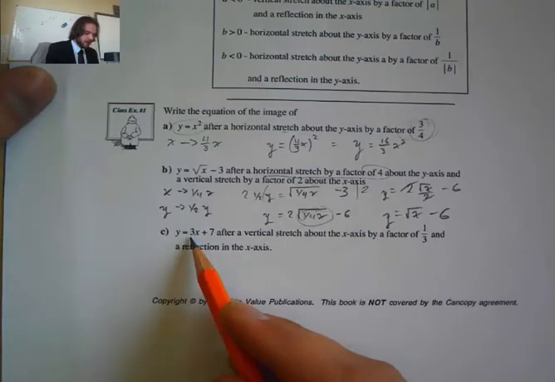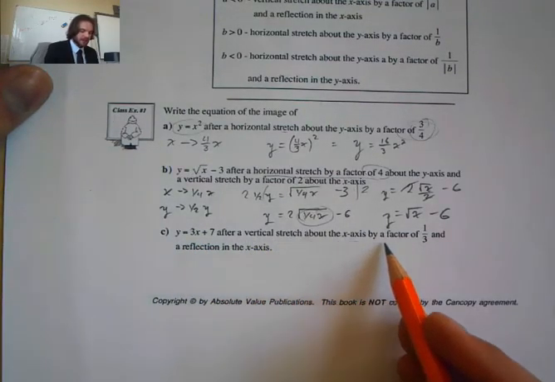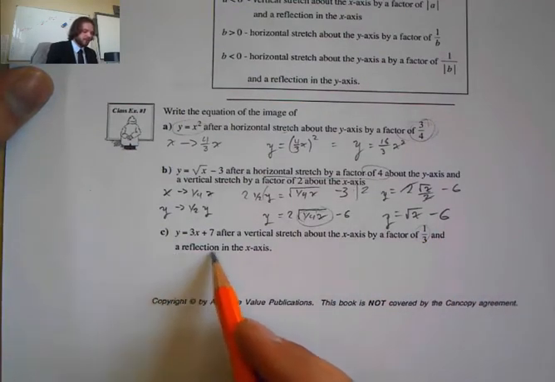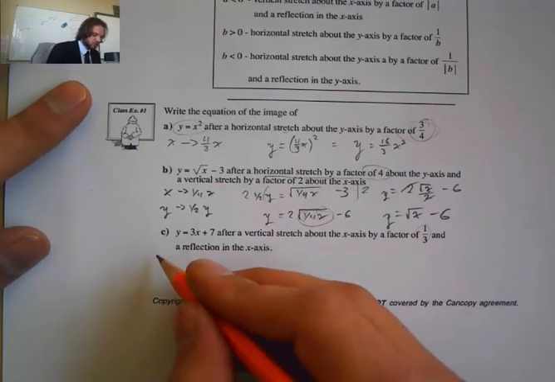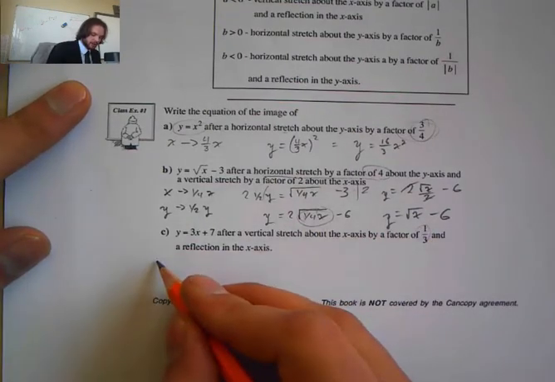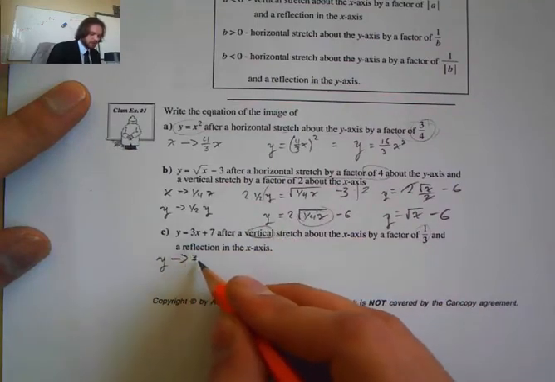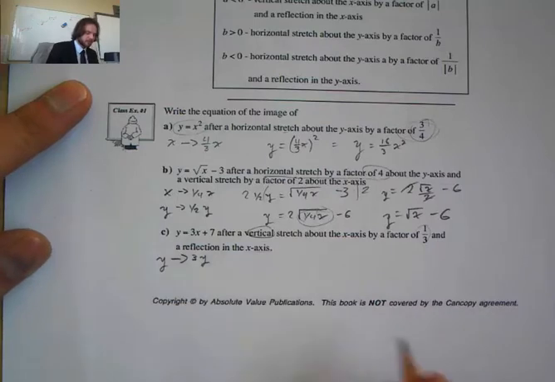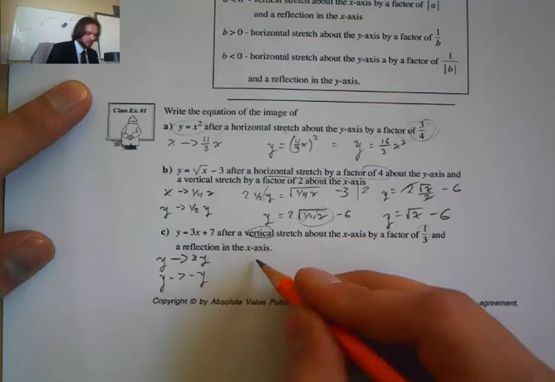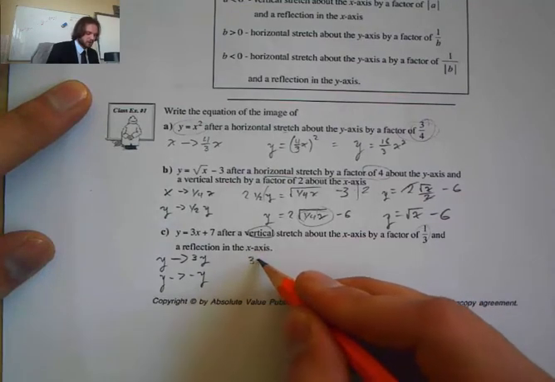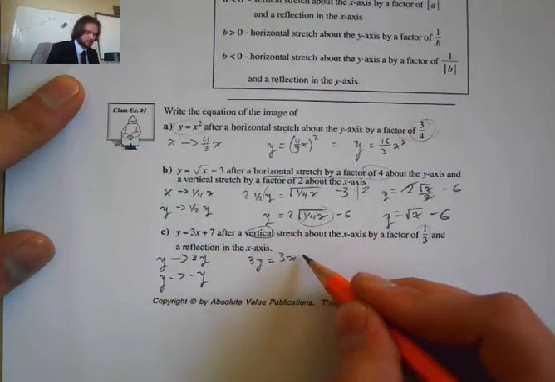We have y is equal to 3x plus 7 after a vertical stretch about the x-axis by a factor of 1 over 3 and a reflection in the x-axis. So we also have a reflection. First I'm going to do my stretch of 1 over 3. Because we're looking at vertical, y goes to 3y. And then y goes to negative y. So we have 3y is equal to 3x plus 7.